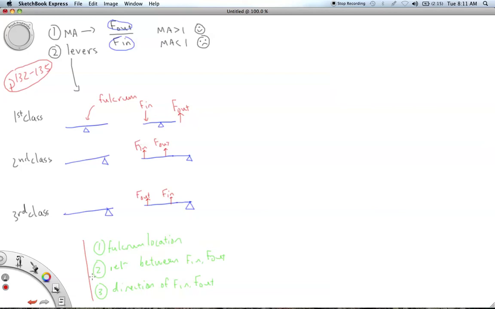Okay. Now, in terms of examples here, your textbook gives you really good examples of these and much better diagrams than I can show. But if you want to refer to some different examples, you can look at, for this one, look at page 132, and it's lifting a paint can lid. Okay. And that's using a first class lever. If you want to look at a second class lever, just refer to the top of page 133, and that is a bottle opener.